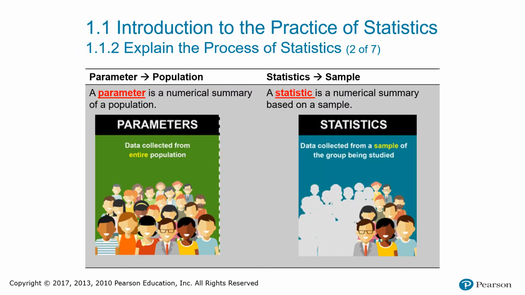So parameter versus statistic. A parameter is a numerical summary of a population. So when we collect data from an entire population and we use some sort of numerical summary to describe it, we are talking about a parameter. A statistic is a numerical summary based on a sample. So then when we take that subset, that sample of our population, and describe it using a numerical summary, we are using a statistic. And we'll put that in context in just a minute.